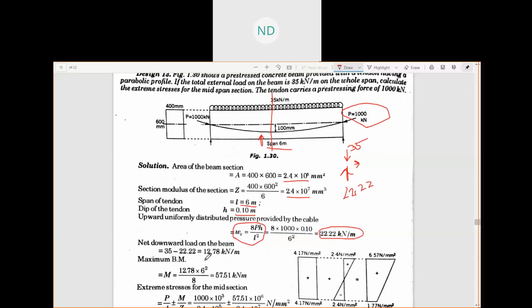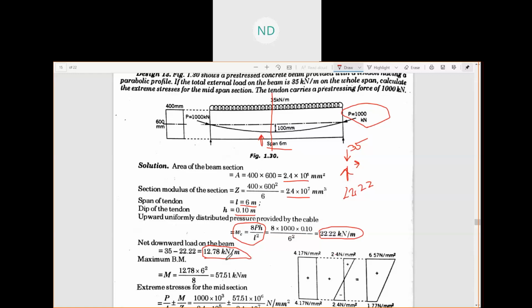So if you subtract these two, what will happen? The load which is acting downward is now 12.78 kilonewton per meter. This has compensated, that means tried to balance to some extent, 35 minus 22.2. So this much is left now, 12.78.